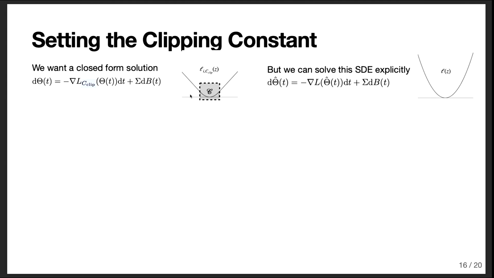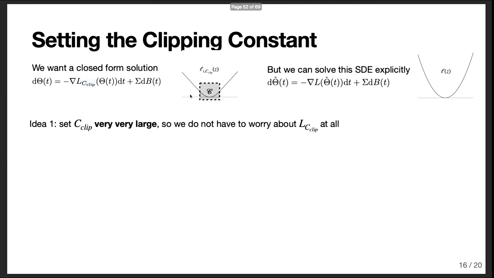So heuristically, this suggests a proof approach, which is setting the clipping constant so large, so the part of the landscape that is quadratic is so huge that I'm so sure that during the optimization, I will never cross this boundary. So I can simply solve the problem in the quadratic case. Does anyone see the problem with this approach?